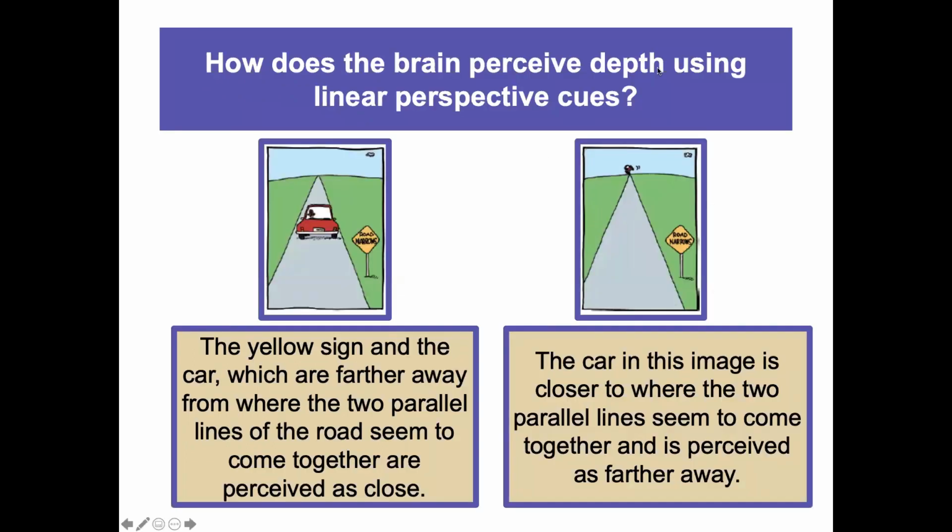How does the brain perceive depth using linear perspective cues? So the yellow sign and the car, which are farther away from where the two parallel lines of the road seem to come together, are perceived as closer. The car in this image is closer to where the parallel lines are coming together, so our brain is thinking it's farther away. When actually none of those things are in that picture, right? That's not even a three-dimensional image, but that's what our brain is perceiving.